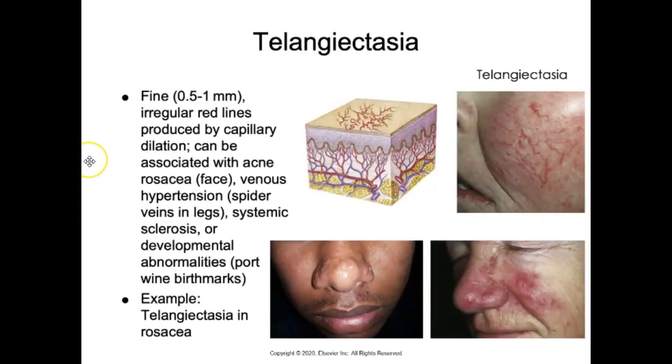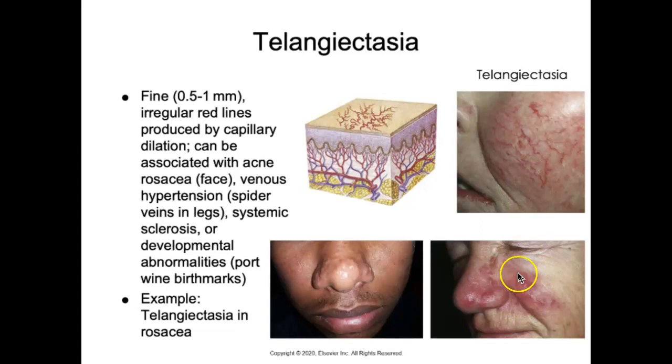Next, we have telangiectasia, and this is when we have very fine irregular red lines. They could be anywhere from 0.5 to 1 millimeter, and it's produced by capillary dilation. We can see this associated with rosacea on the face, and it could also be associated with venous hypertension, which is the spider veins in the legs, systemic sclerosis, or developmental abnormalities such as port wine birthmarks.